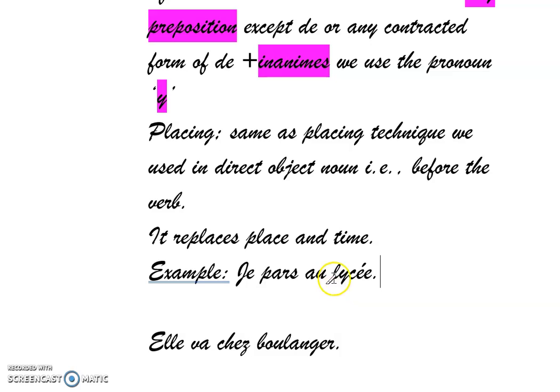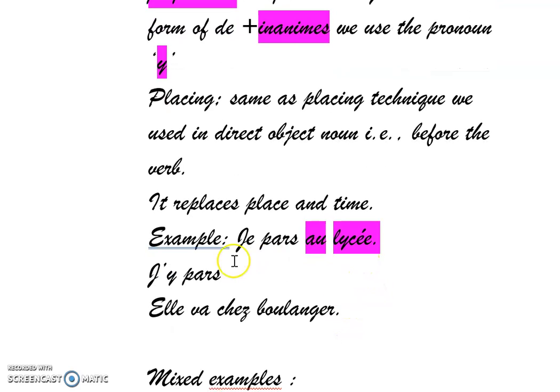Step number 1, lycée is your noun. Step number 2, yes, va is followed by a preposition, and it is à. Step number 3, lycée has no life since it means high school. And step number 4, framing the sentence, which is my favorite step from everything. We will write it as je vais, and à le lycée is replaced by y.